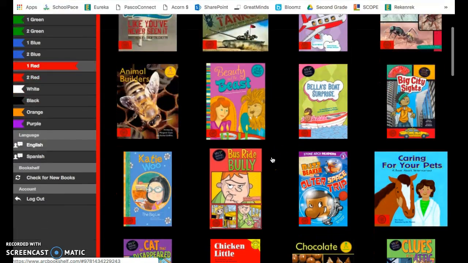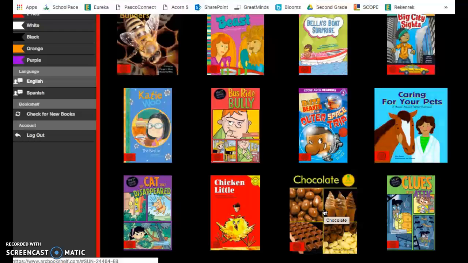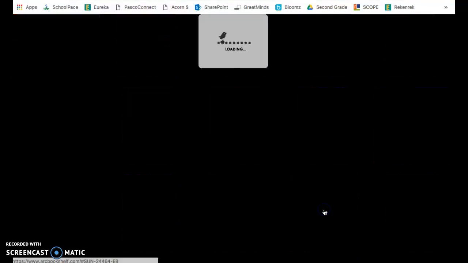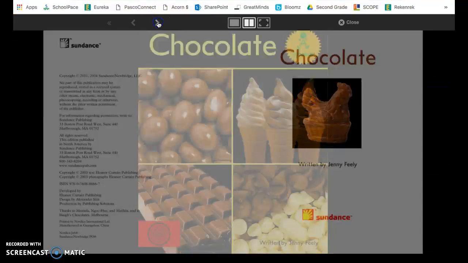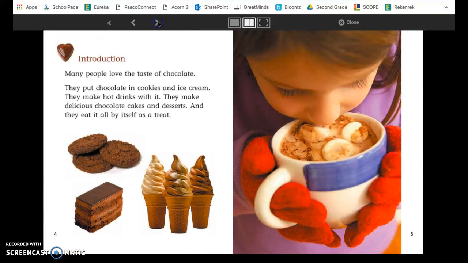Now let's look at an informational book called Chocolate. This introduction says, many people love the taste of chocolate. They put chocolate in cookies and ice cream. They make hot drinks with it. They make delicious chocolate cakes and desserts. And they eat it all by itself as a treat.